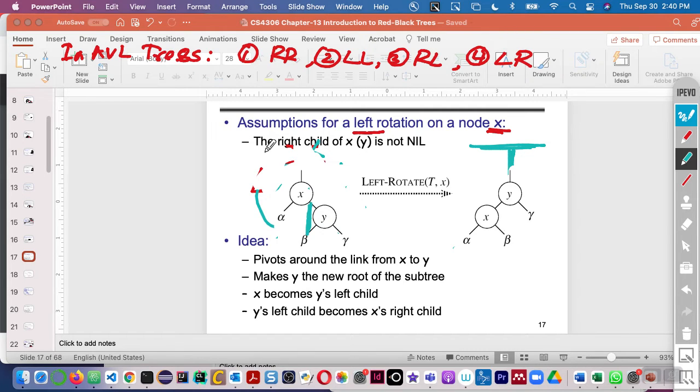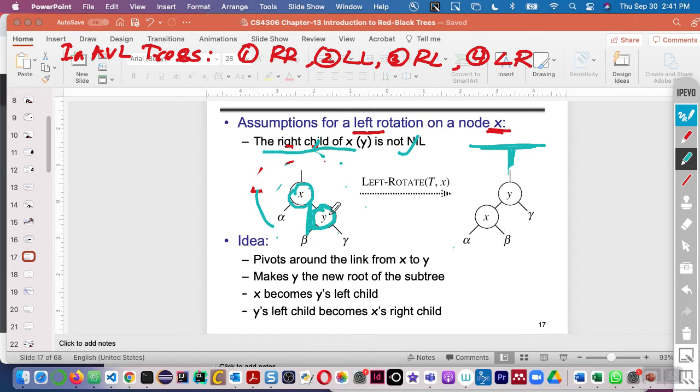The condition is that the right child of x must not be null. If it is null, we cannot do that. It must not be null, right? If it is null, then we cannot hang. It's simple, right? x has a right child, y. If y does not exist, then we cannot hang on y. So it's straightforward, it is implied.